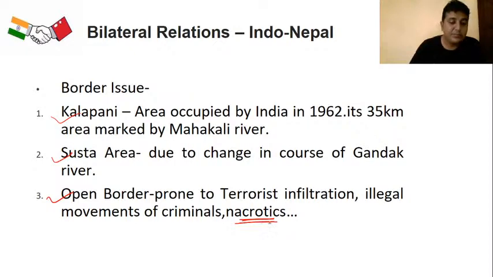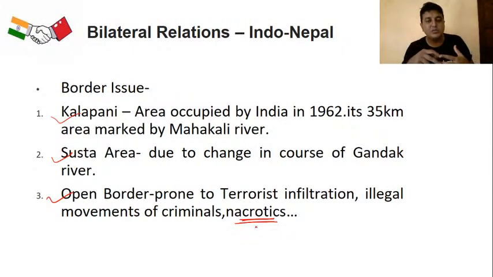Clear? Is this clear? Why is there an infiltration problem? Because of the terrorist activities. As Pakistan and Bangladesh are concerned, it's easy for them to transfer a person from their country to Nepal and from Nepal to India.